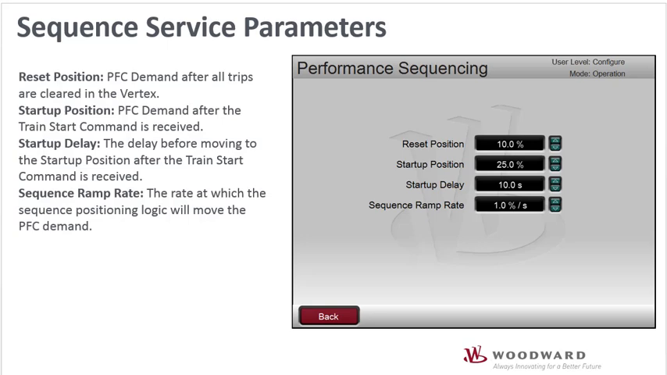If we go into the sequencing service page, here we can adjust the reset position, the startup delay, and the ramp rate. So when you're commissioning a unit, you can come into the service settings here and adjust these values based on what's being observed in the field.